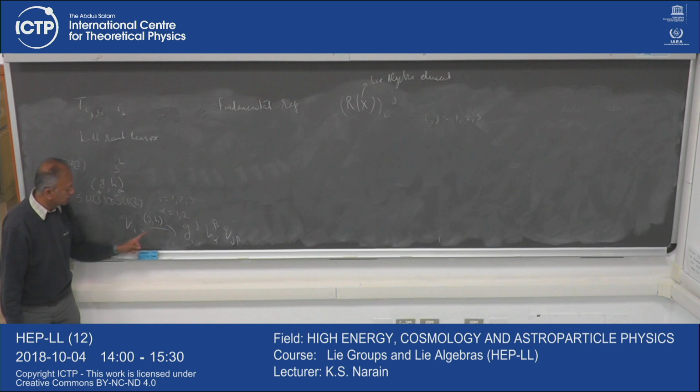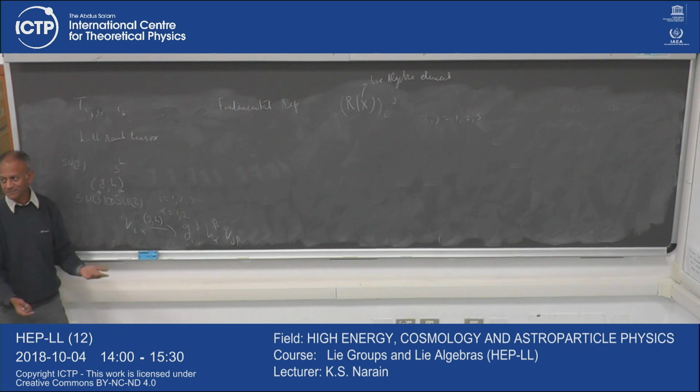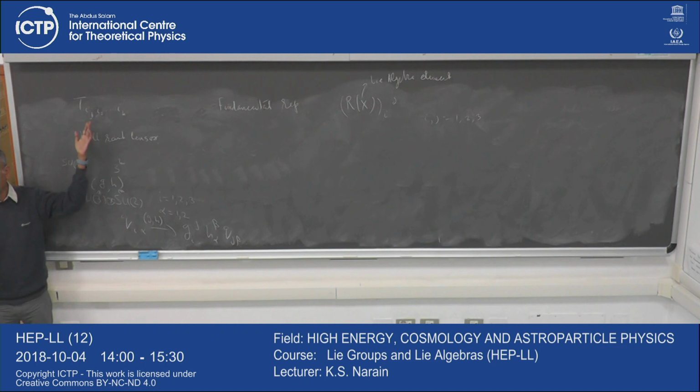So H acts only on this index, G acts only on that index. But in this, there is no question of symmetrization, because they are distinct indices. The question of symmetrization appears only when the indices are of the same type. So when we say tensor, this can also be called a tensor, but in a trivial sense. In other words, this is an irreducible representation of this group. But if all the indices were the same, that's not an irreducible representation.